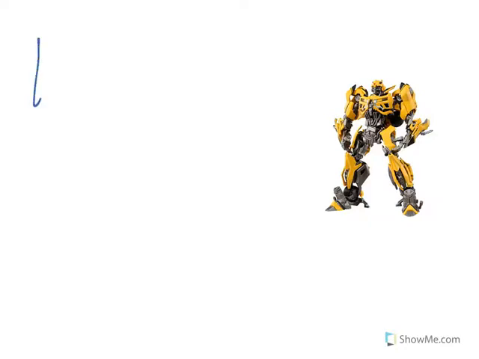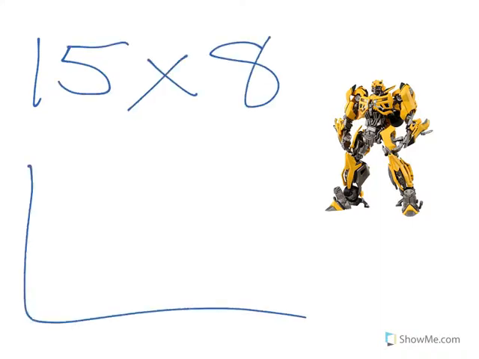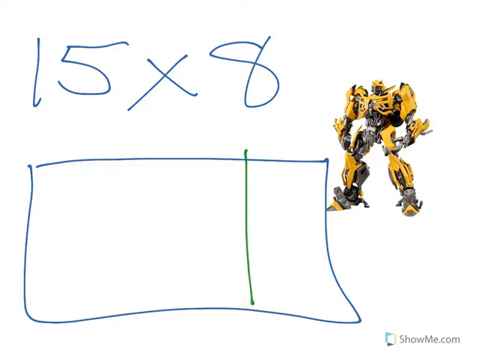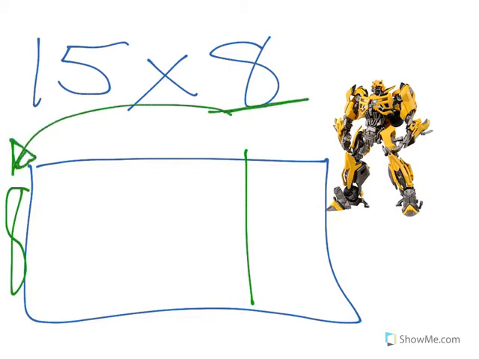Let's do 15 times 8. I'm just going to draw a box. It doesn't have to be perfect, but boxes help me to see it, and I think it will truly help your students. Some of your students won't need it, but I think it will help. I'm going to put my 8 over here. That number always goes here, the single digit number.